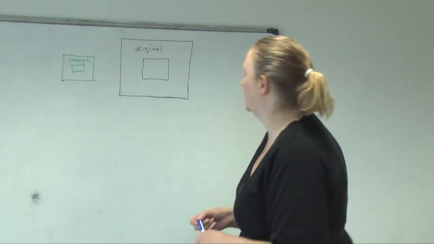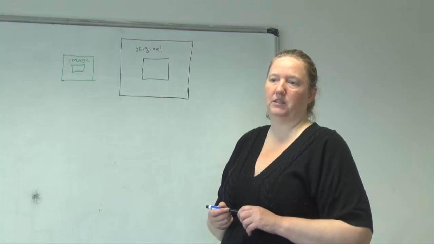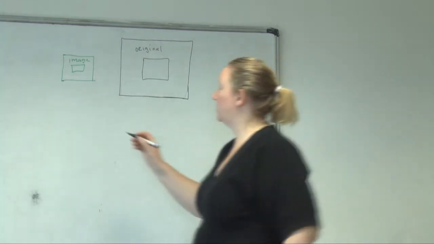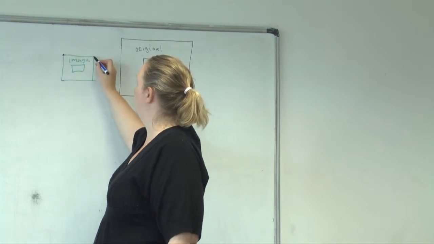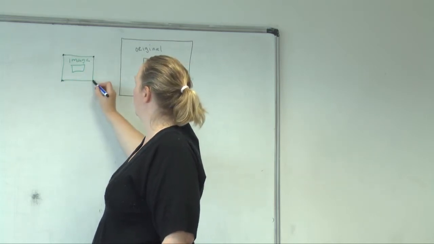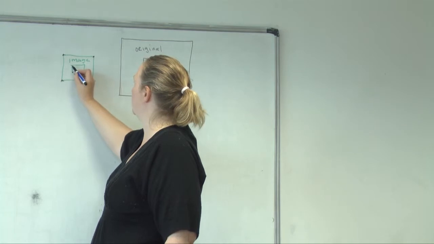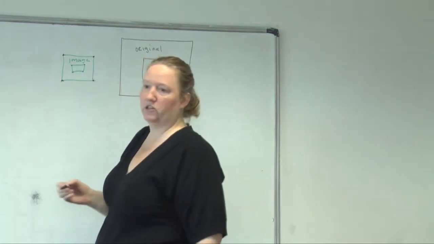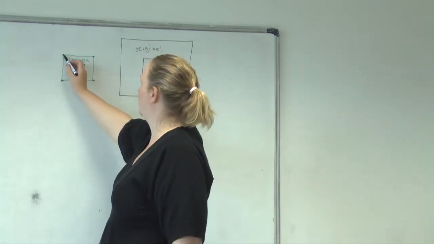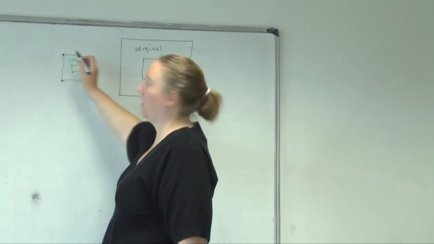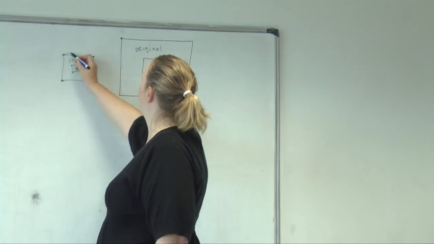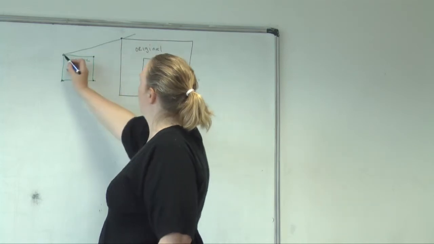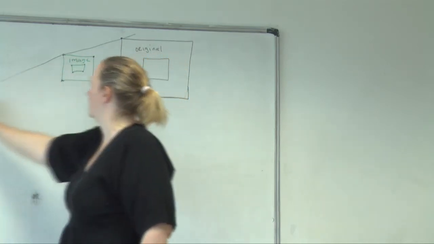The way you do it is take two corresponding points on each of the diagrams. Or you can take all of them. There are eight: 1, 2, 3, 4, 5, 6, 7, 8. You just need to take two. So I'm going to take, say, that one there and the corresponding one there. What you do is you connect them up and you continue the line out.